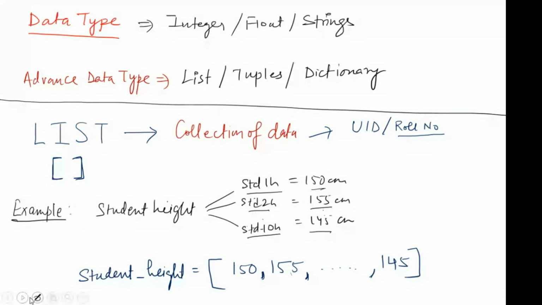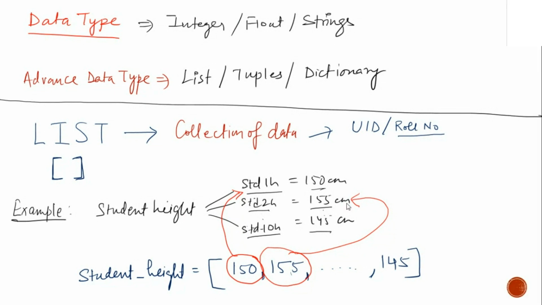Basically, this 150 is automatically assigned to student 1 height, and this 155 is automatically assigned to student 2 height. Similarly, whenever we have multiple values, we have to separate them by a comma.